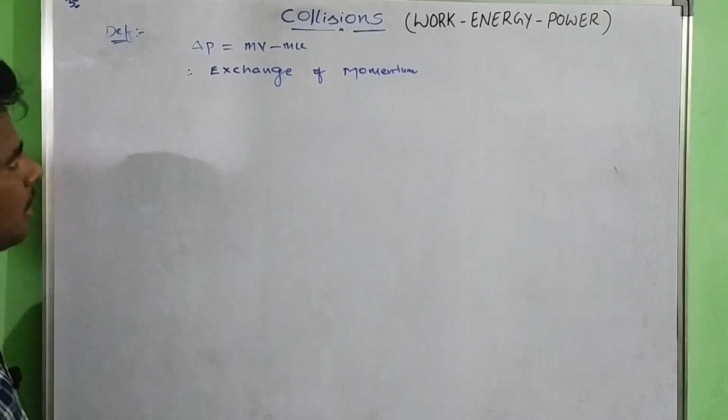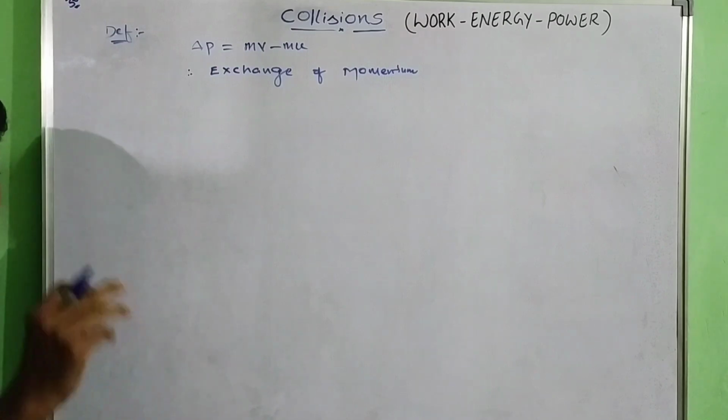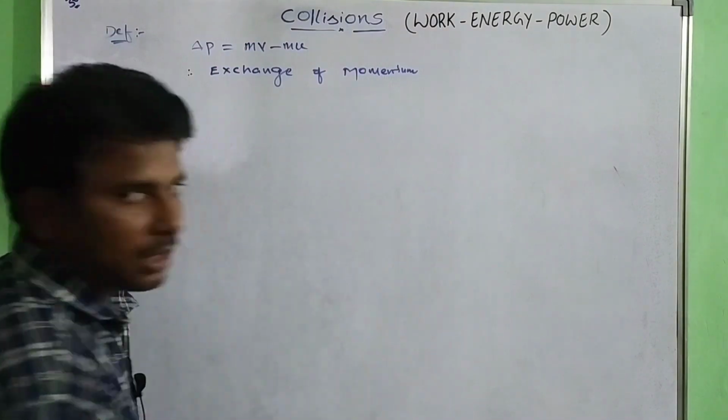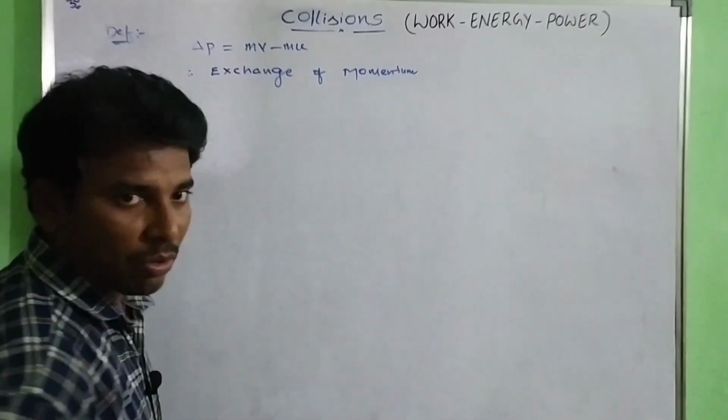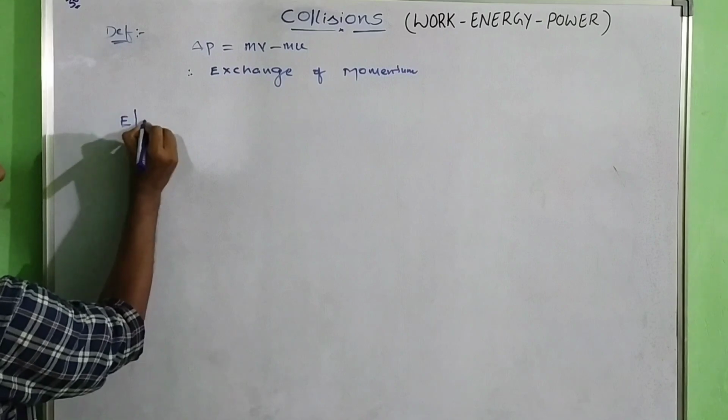And next one is types of collision. These collisions are of two types. First one is elastic collision. Second one is inelastic collision. Now, elastic collision.